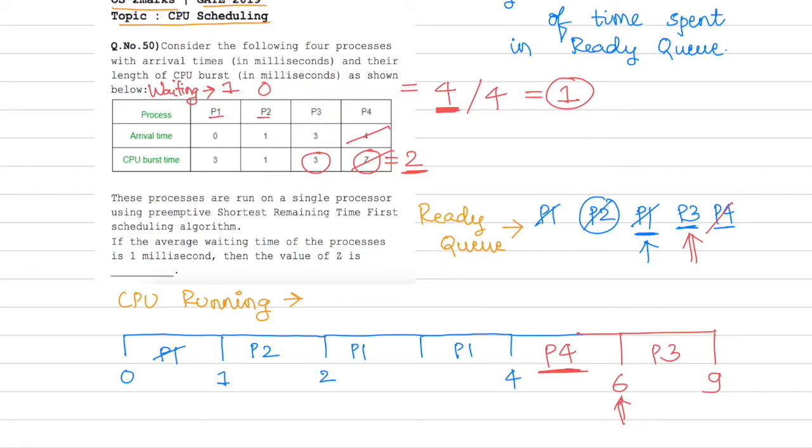Now with this value of Z, let's find out the waiting time. If you focus on P3, P3 came at the 3rd second. This was its arrival time. The arrival time is 3 seconds and it got scheduled at the 6th second. So P3's waiting time becomes 3, whereas P4 arrived at the 4th second and got the CPU at the 4th second. So its waiting time in the ready queue was 0. So with Z equal to 2, we have waiting times 1, 0, 3, 0. The summation will be equal to 4, and 4 divided by 4 will be equal to 1, which is what they have given. The average waiting time of the processes will be 1 millisecond, and the value of Z will be equal to 2.